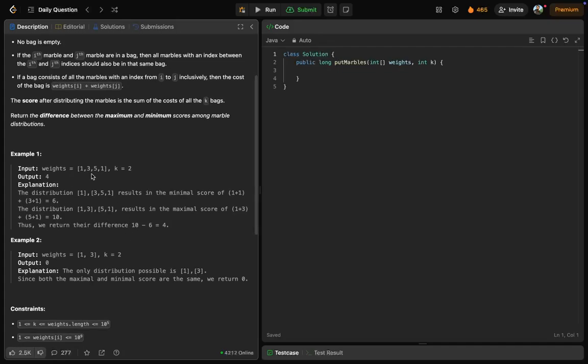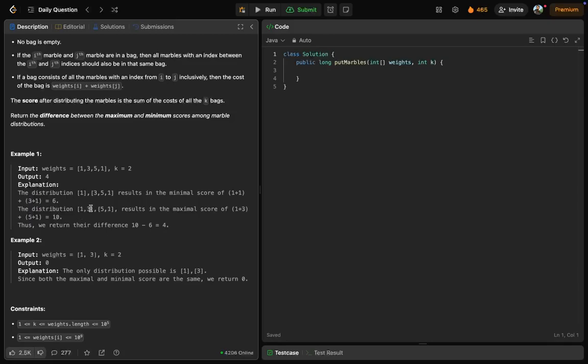So we have been given this example. If we divide into two portions, the first portion will be this, the second portion will be this. So this will give me the minimum score. In this subarray, the first element and the last element are 1 and 1. In this subarray, the first and last elements are 3 and 1. So the total is 6. This is the minimum. What is the maximum?